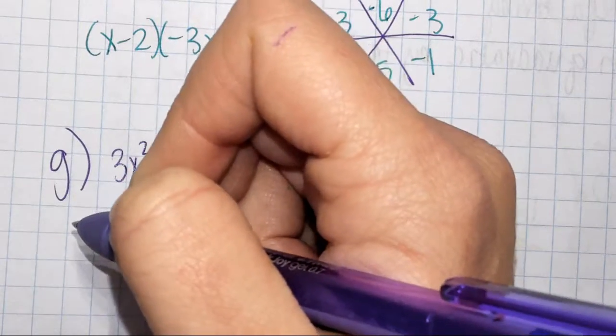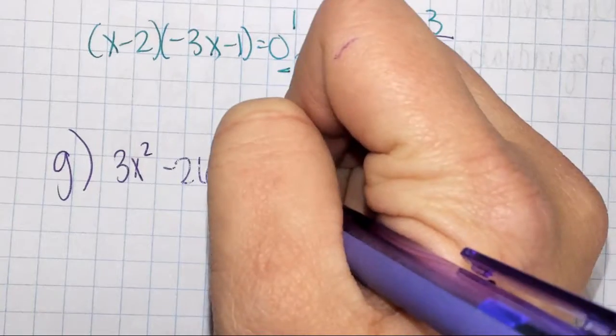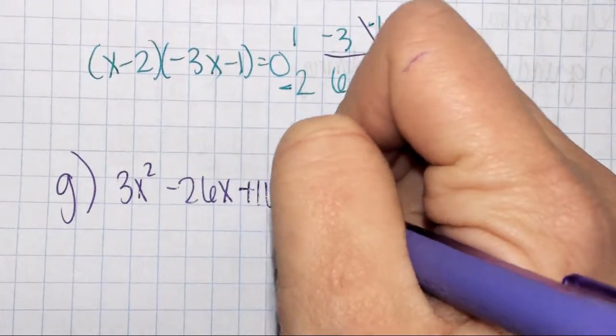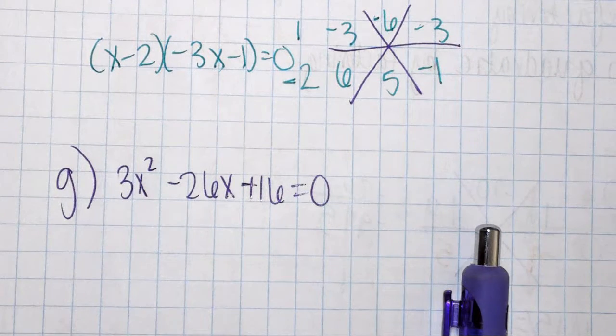3x squared minus 26x plus 16 equals 0. That's in the original form. It is in the correct form. Look at us go.